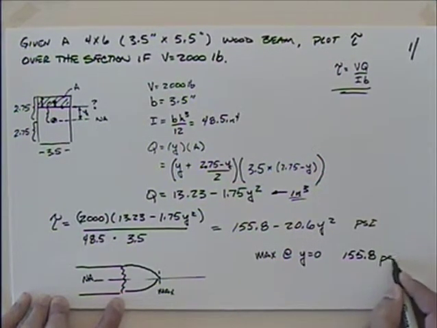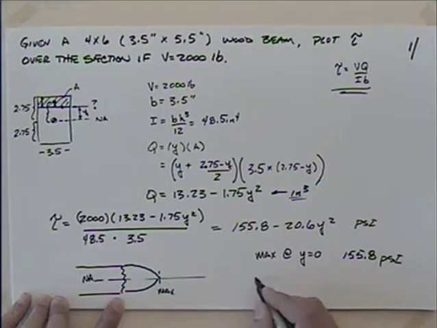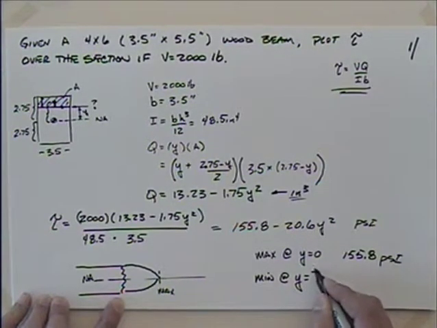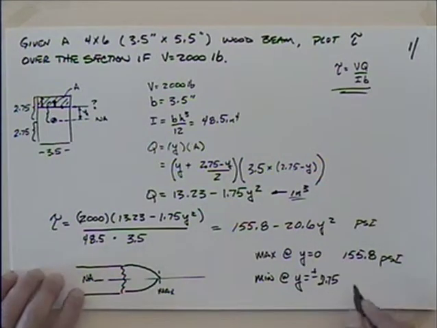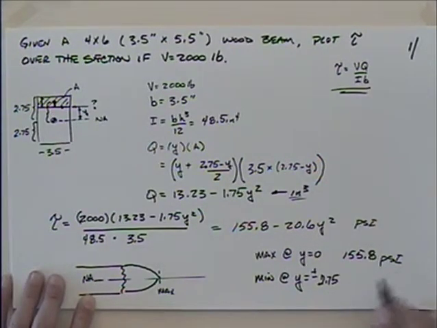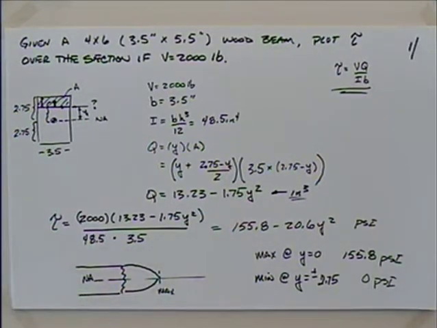155.8 psi. And where's the minimum? The minimum is when y is going to be equal to either plus or minus 2.75, right? You pop either plus or minus 2.75 into this equation up here, and what does it turn out to be? 0 psi. You don't have any shear on that outside edge, so it goes from 0 up here to the maximum value there. Questions with that?